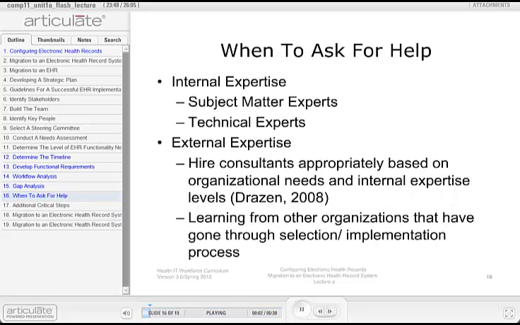Teams of personnel working together are necessary for EHR implementation to be successful. An organization needs to know when to ask for help with the migration and how to determine whether adequate expertise exists within the organization to successfully implement an EHR. Both clinical and technical subject matter experts will be necessary. If an organization does not have the appropriate internal expertise, they will need to hire consultants or take active steps to learn from other organizations that have successfully selected and implemented an EHR.